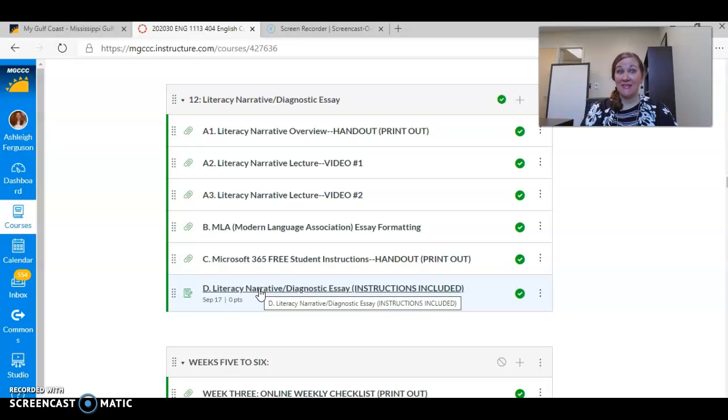Make sure you submit the essay by its due date, okay? And also ensure that you submit that essay either in Microsoft Word, Microsoft 365, or through Google Docs.